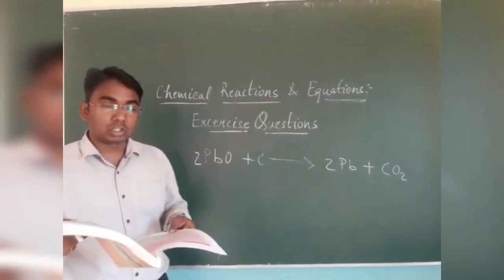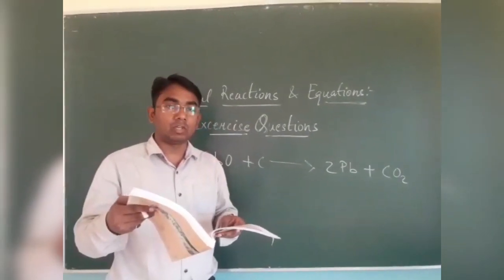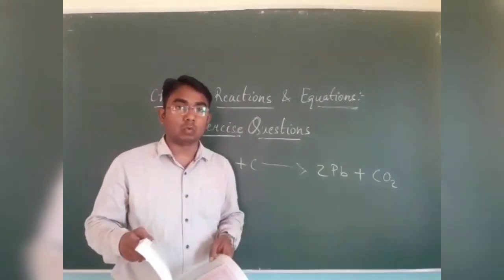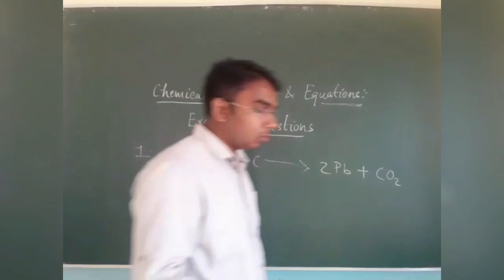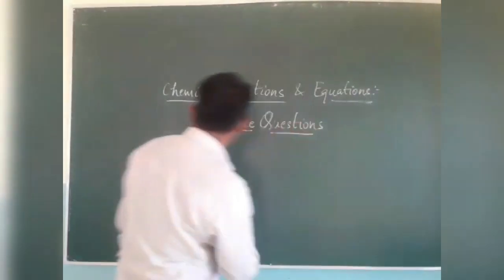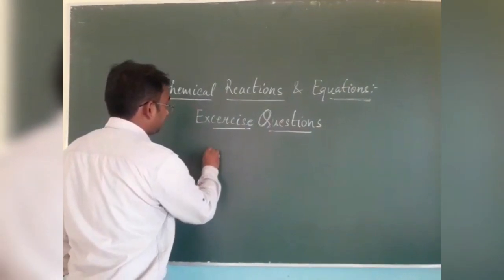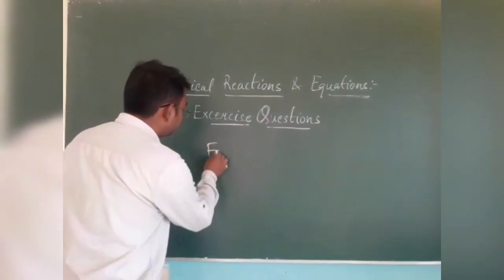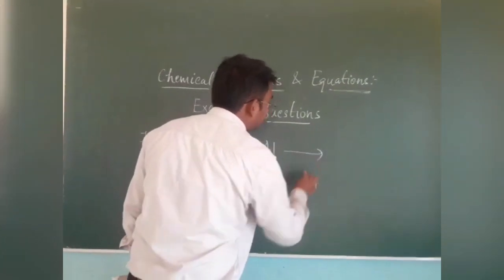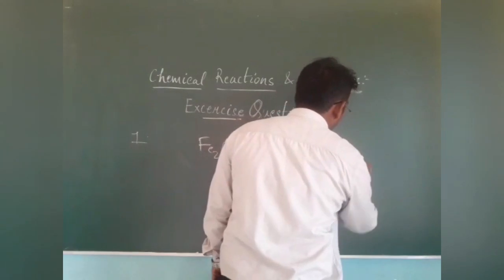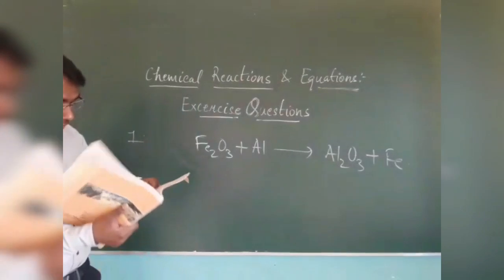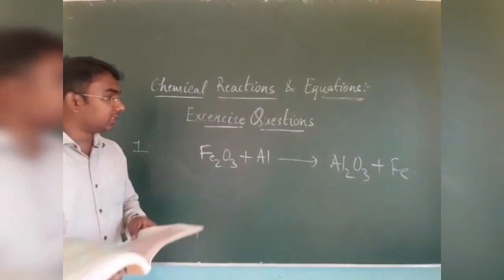Now coming to the second question. Again one chemical equation is given: Fe2O3 plus 2Al gives Al2O3 plus 2Fe. Now he is asking which type of reaction it is. Fe2O3 plus Al, that is aluminium, gives Al2O3 plus Fe. So the question is, the above reaction is an example of.